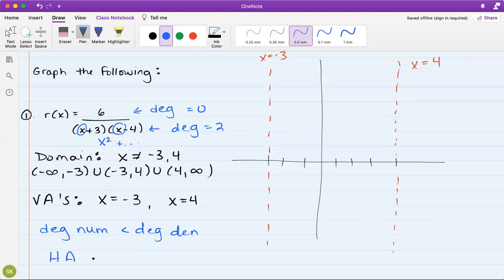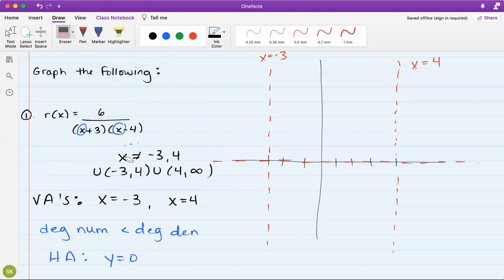And that horizontal asymptote is y is equal to 0. So let's put a dotted line at y is equal to 0. Remember that the horizontal asymptote tells us the end behavior of our graph. Okay, so I'm going to do a little bit of erasing because I need some space over here. Just make sure you copied all of that down.